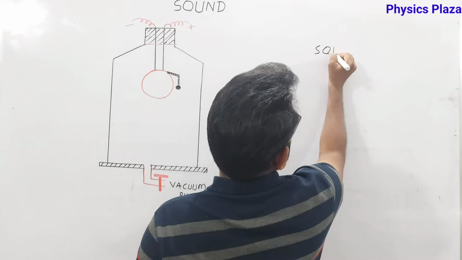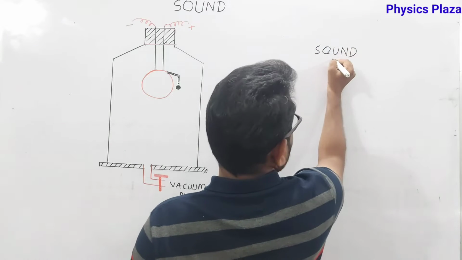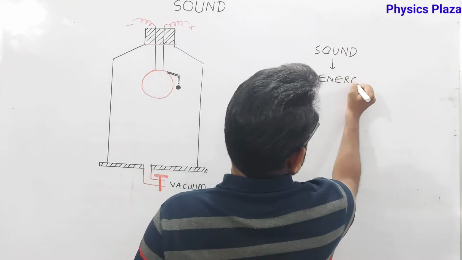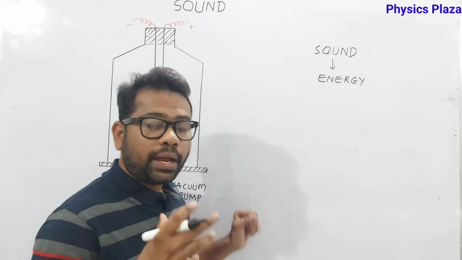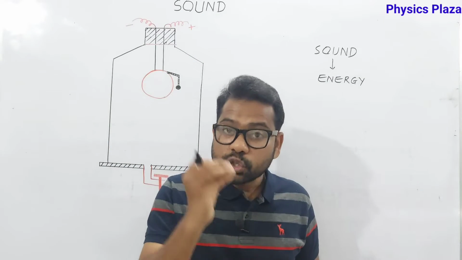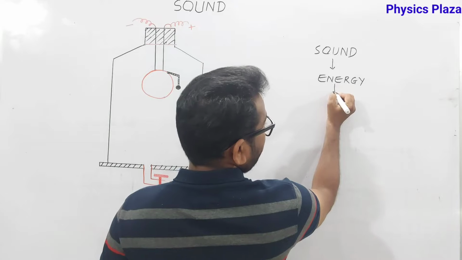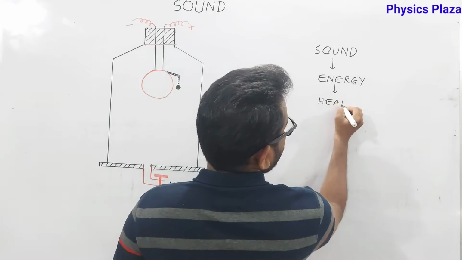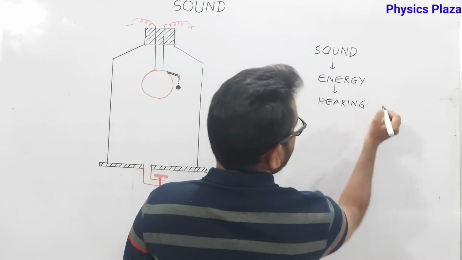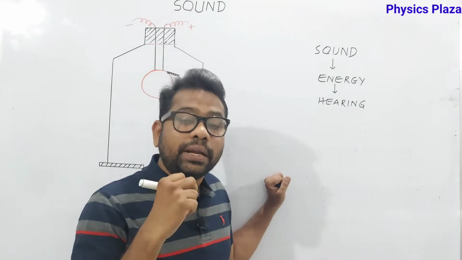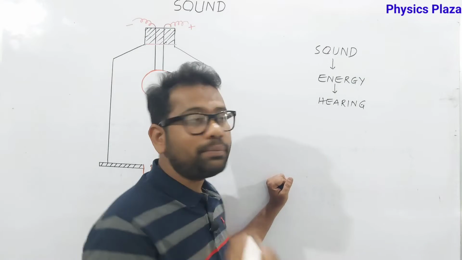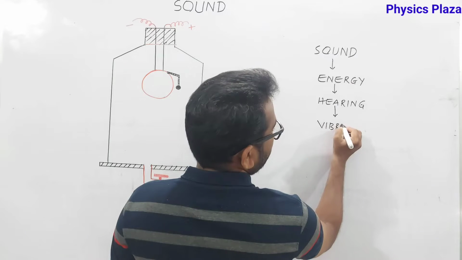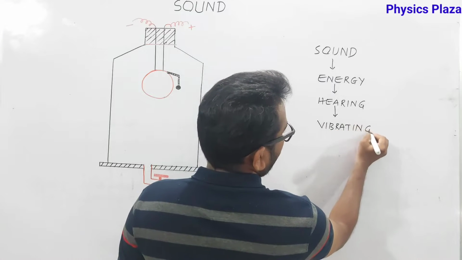Whatever we are thinking about sound, children, it is like light. Sound is a form of energy. Children, it's very, very important. Sound is a form of energy which produces the sensation of hearing in us. Children, these technical terms are very, very important; we have to learn them. So, which produces the sensation of hearing in us. And sound is produced by vibrating bodies. Sound is produced by vibrating bodies.